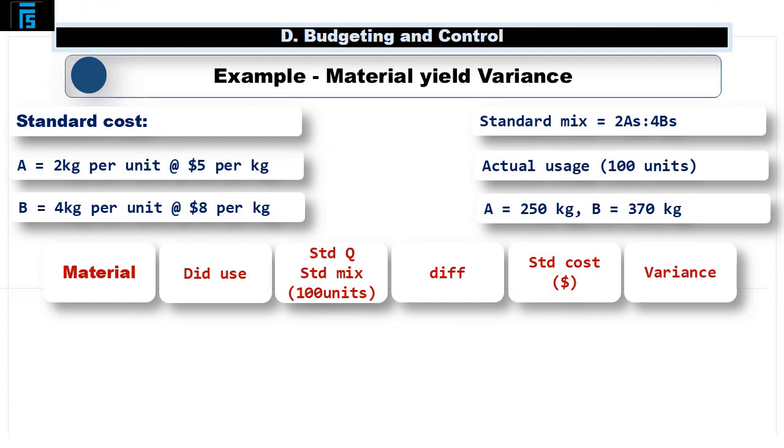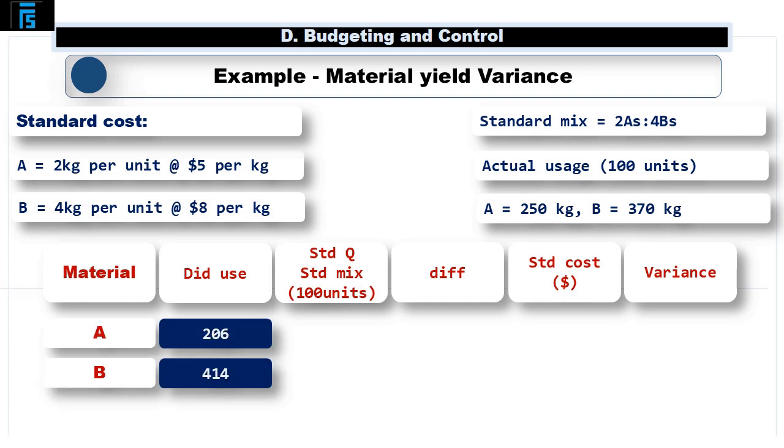We need to put together a similar table to the one we used for the material mix variance, but this time of course we will be comparing slightly different figures. In the first column we are going to re-input the data that we used in the material mix calculations. So the standard mix based on the total usage of 620 kilograms. This is the 206 kilograms of A and 414 kilograms of B calculated using the 2 to 4 standard mix.